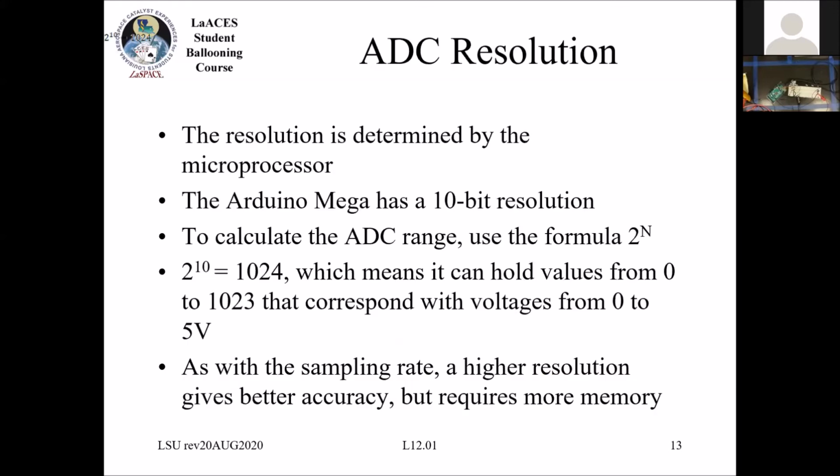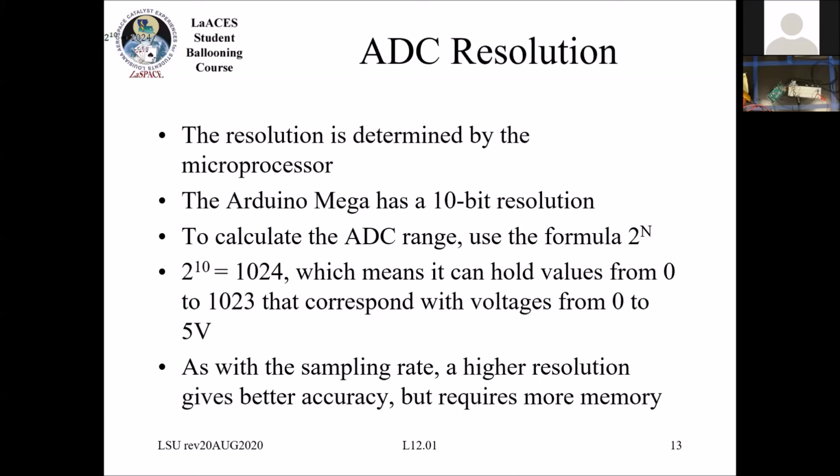So what is that resolution that we talked about? The resolution is set by the actual piece of ADC hardware. In this case, it's the microprocessor, the Mega's ADC, but it is also possible to get external ADCs that have different resolution. And in this case, the Mega has a 10-bit ADC. So that means every time you read in an ADC value, you'll get a 10-bit number.